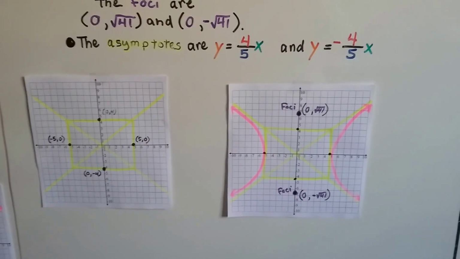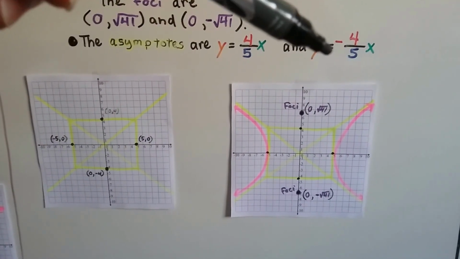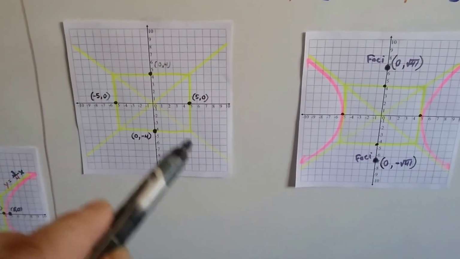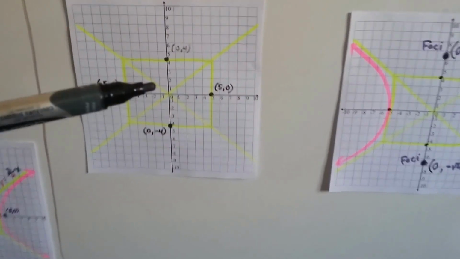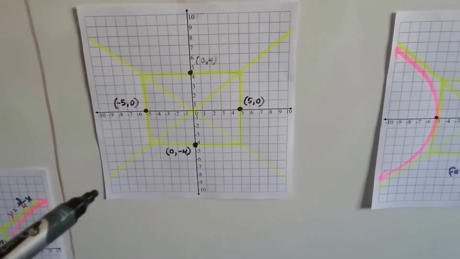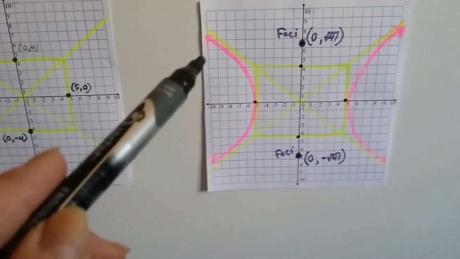And the asymptotes are y equals 4/5 x and y equals negative 4/5 x. We draw our rectangle. We have our x and y values here. And then we can just draw the branches of our hyperbola, can't we? We can just put them in there. See?